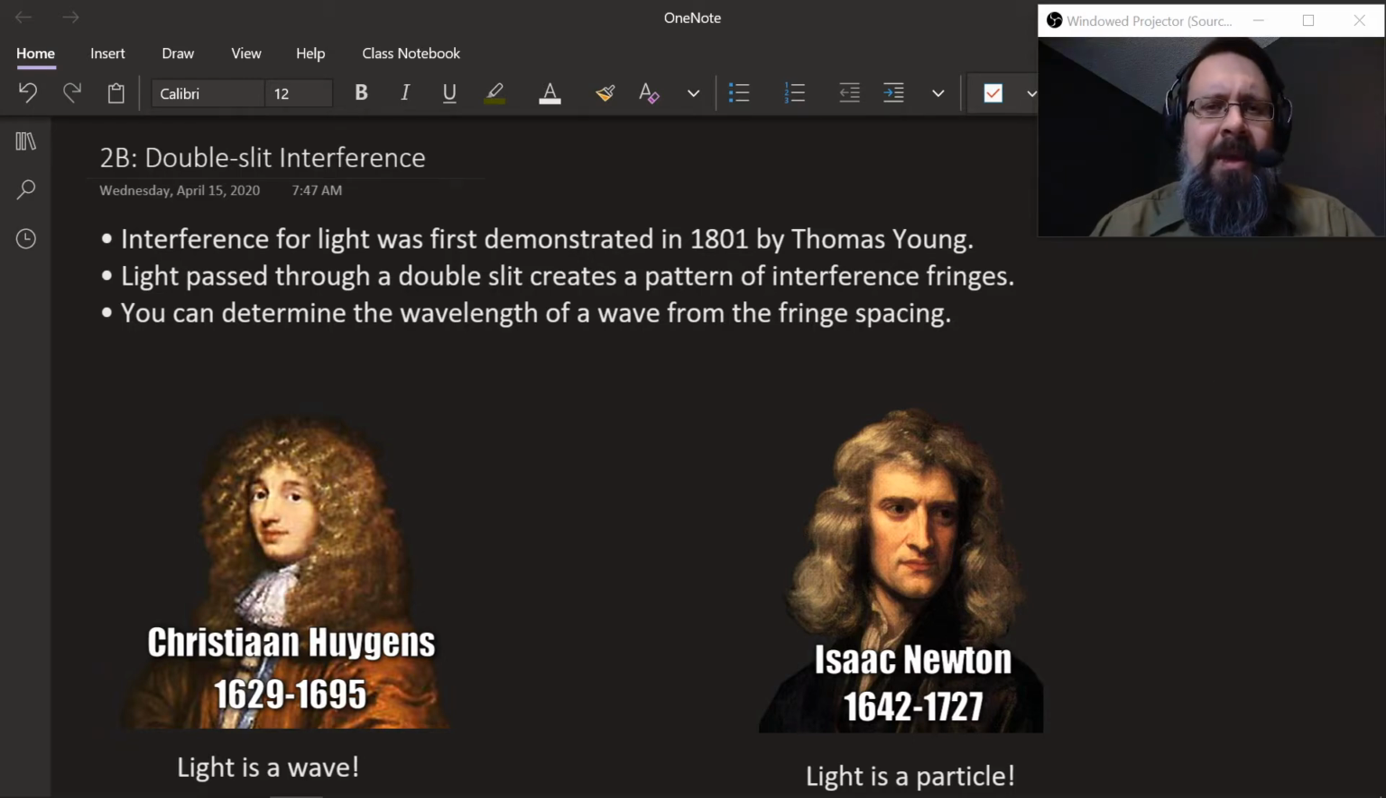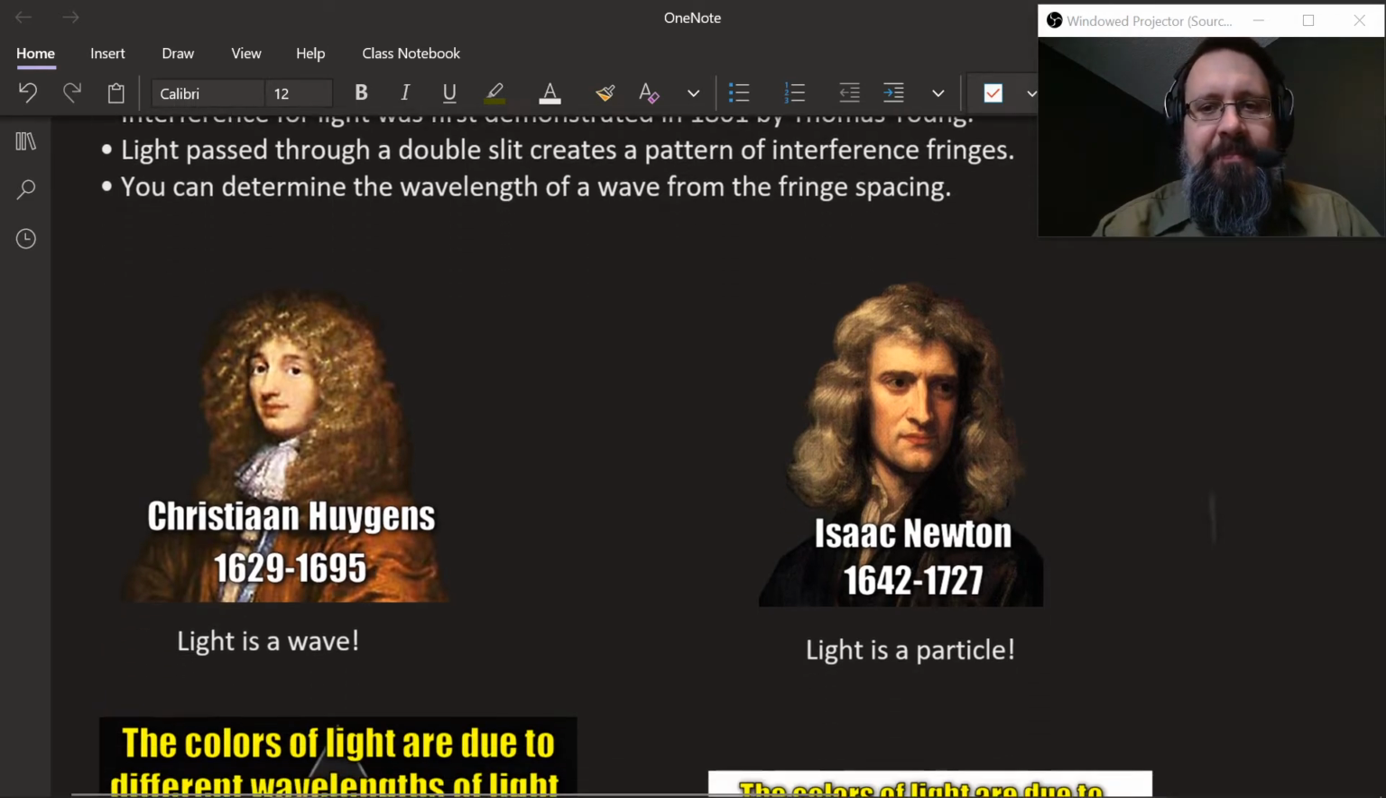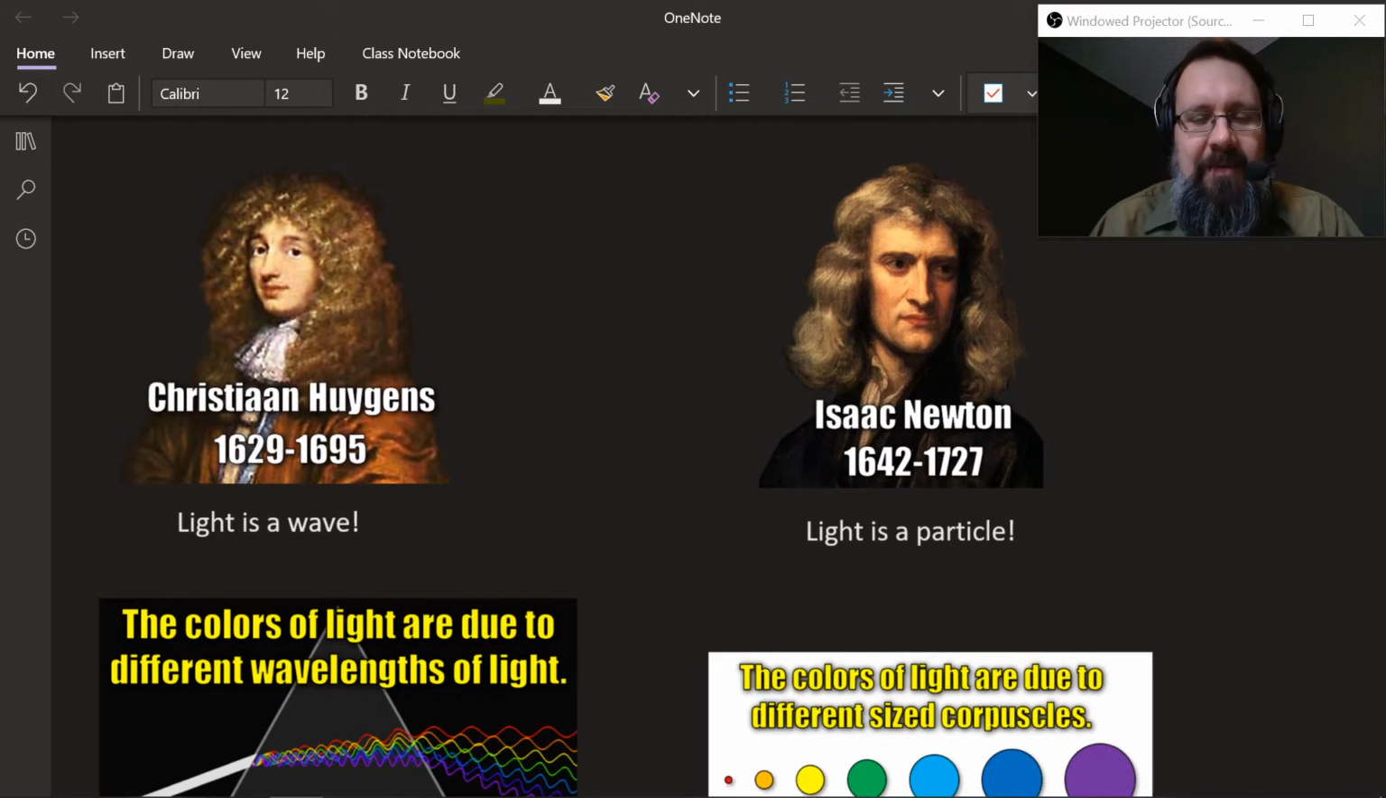The three main ideas for today's lesson are number one, that interference for light was first discovered in 1801 by Thomas Young. Number two, light passed through a double slit creates a pattern of interference fringes. And then number three, you can determine the wavelength of a wave from the fringe spacing. All right, let's begin with a pretty famous story in physics.